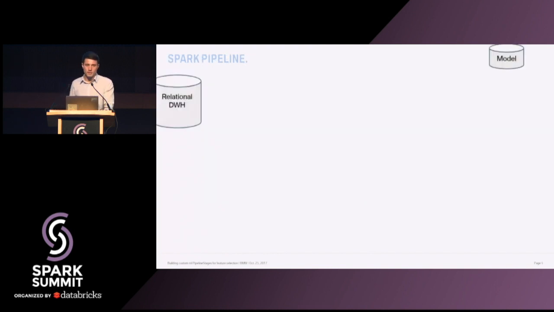So we have the data on the one hand side and a predictive model on the other side. And we went with Apache Spark for doing the whole pipeline because it gives you the opportunity to do all those steps in one framework.